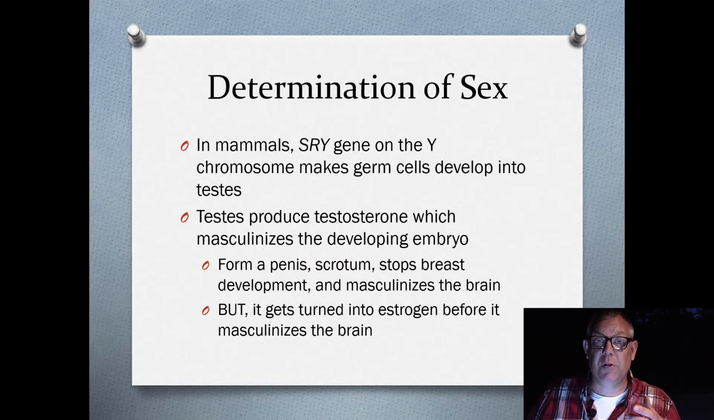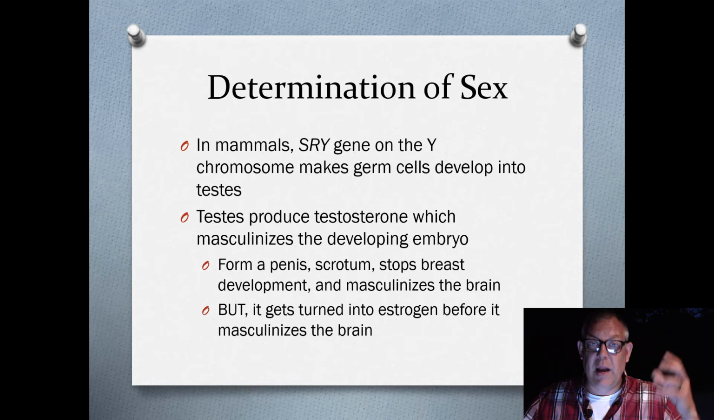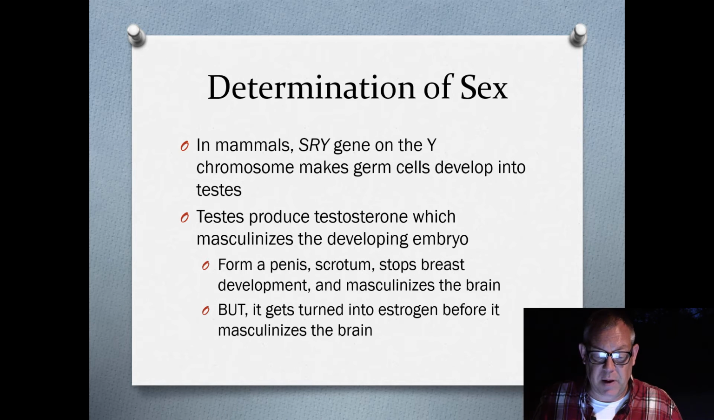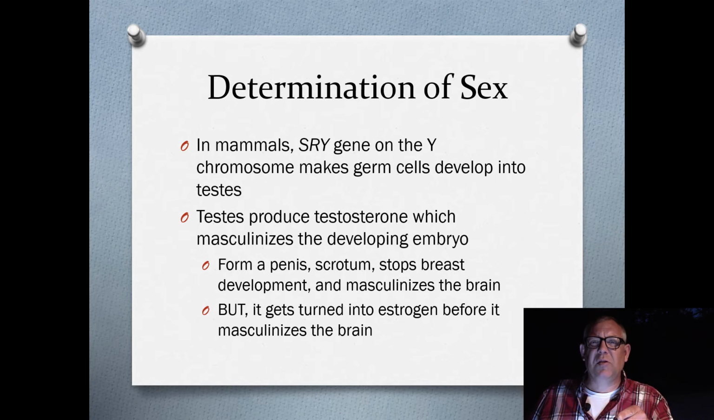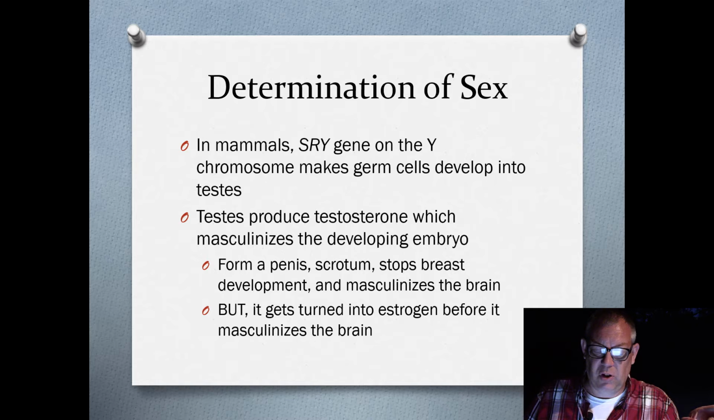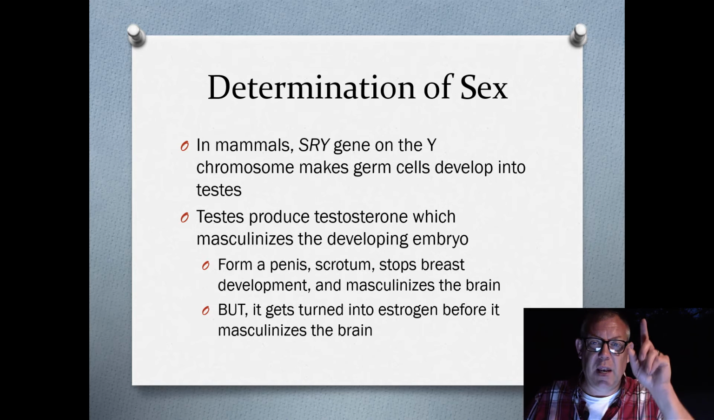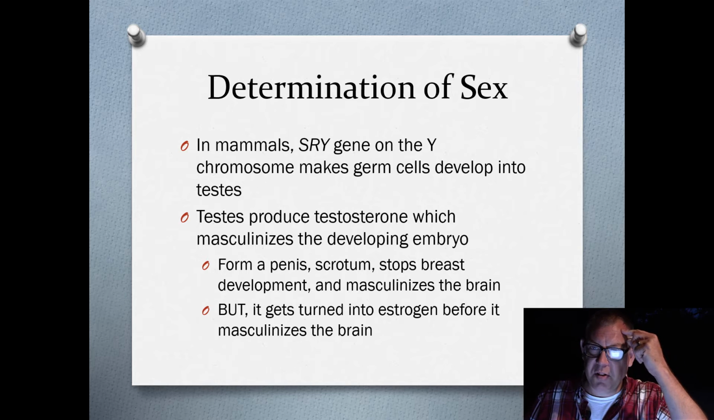Remember that hormones are chemical signals that travel all throughout the body. And so by releasing testosterone, it can bathe all the cells, and so any cell that has a receptor for testosterone is going to be influenced by that. And so it causes the embryo to develop masculine characteristics, right? Form a penis, a scrotum, stops breast development, masculinizes the brain. What's interesting is that the testosterone gets turned into estrogen, which is the female sex hormone. And then it's actually the presence of estrogen that causes the brain to masculinize. That's crazy.